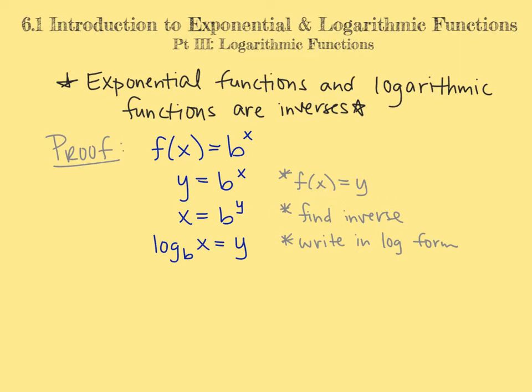So when we rewrite this, I'll swap the side, so it's y equals, and instead of y, it's our inverse, since that's what we're solving for. We swapped x and y to find the inverse, and it's log base b of x. So we have just proved that for any exponential function, y equals b to the x, its inverse is f inverse of x equals log base b of x, proving that exponential and logarithmic functions are in fact inverses of one another.